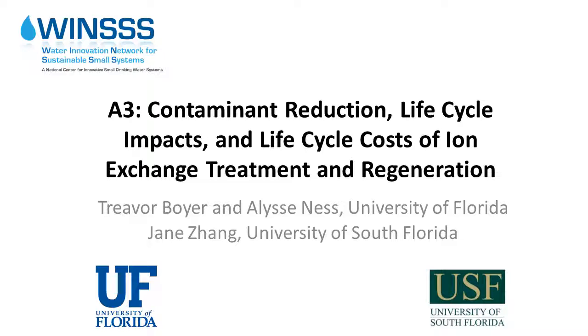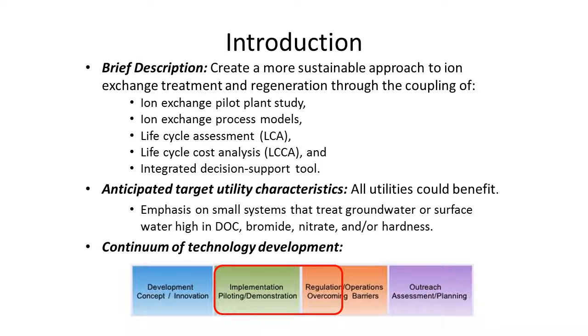But what we're trying to do is really take what we've learned from the STAR grant and move it even further out into the utilities. So here, what are we trying to do? We're trying to create a more sustainable approach to ion exchange treatment and regeneration. And the way that we're doing that is through a systems thinking approach, really holistically looking at ion exchange treatment and regeneration. We do that through pilot testing, new process models, a pretty broad process modeling framework, life cycle assessment, life cycle cost analysis, and then pulling all that together into an integrated decision support tool.